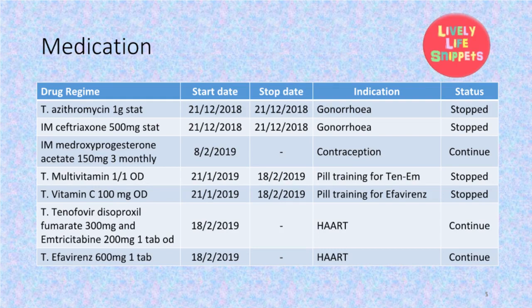She had undergone pill training using multivitamin and vitamin C tablets for a month from 21/1/2019 to 18/2/2019. Upon assessment, she was deemed ready to start antiretroviral therapy with Truvada, which contains 300 mg tenofovir and 200 mg emtricitabine, and efavirenz 600 mg on the date of visit on 18/2/2019, at the dose of 1 tablet once a day each.